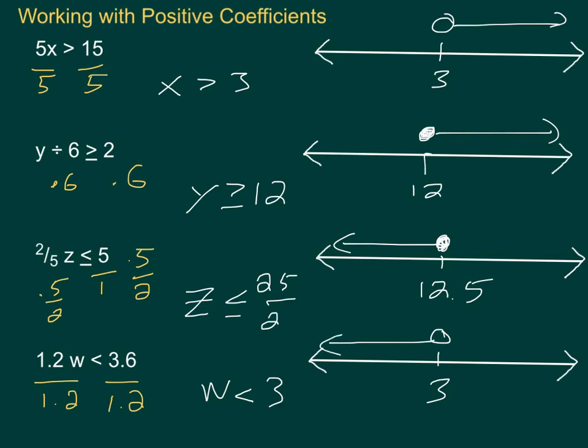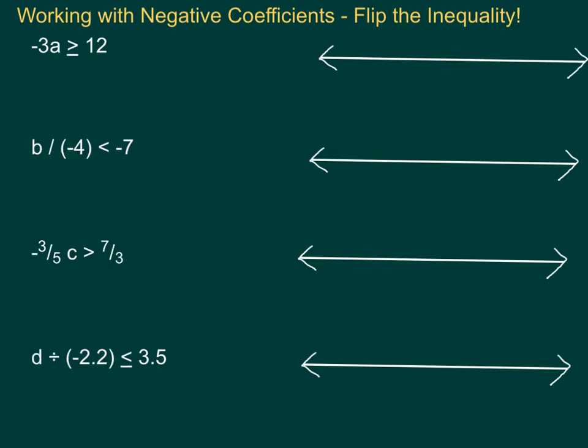All right, so those are really straightforward. If there's a positive coefficient, you just isolate the x by using inverse operations, and you're good to go. Then you just graph your solution. All right, what happens when we have negative coefficients? When we have negative coefficients, we do it the exact same way, but we have to make sure we flip the inequality. Greater thans become less thans, and vice versa.